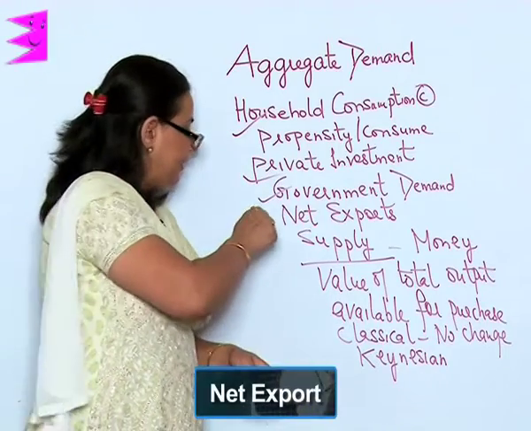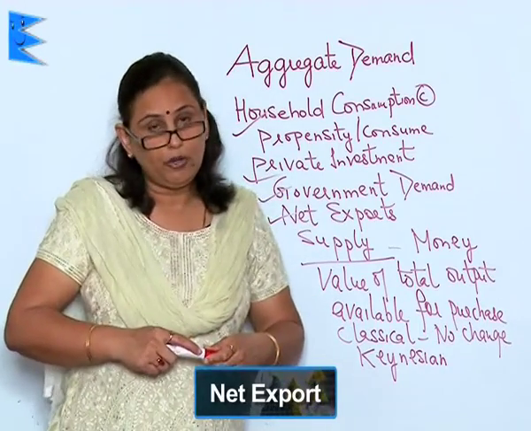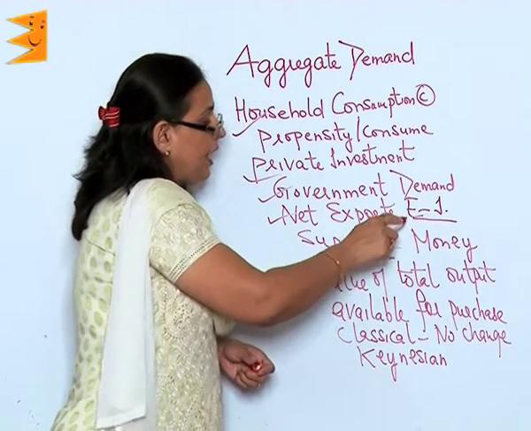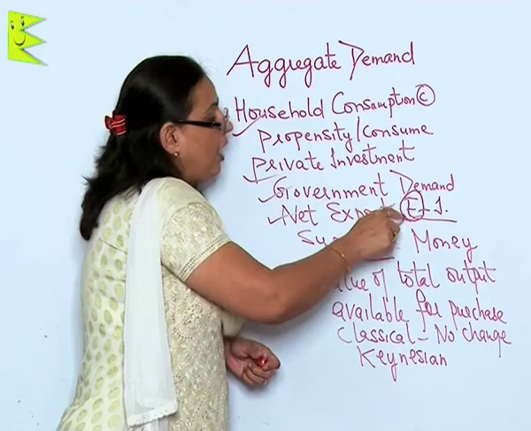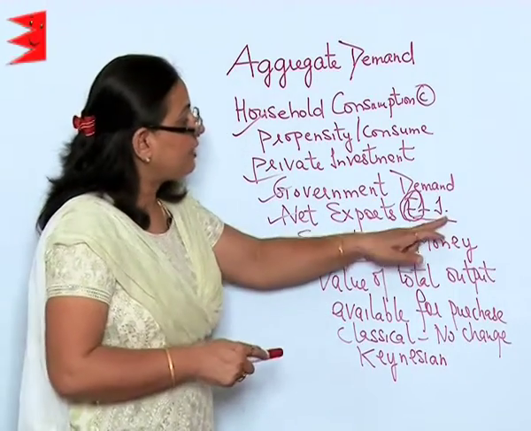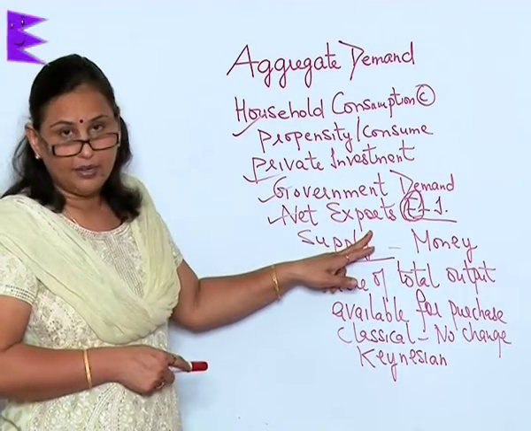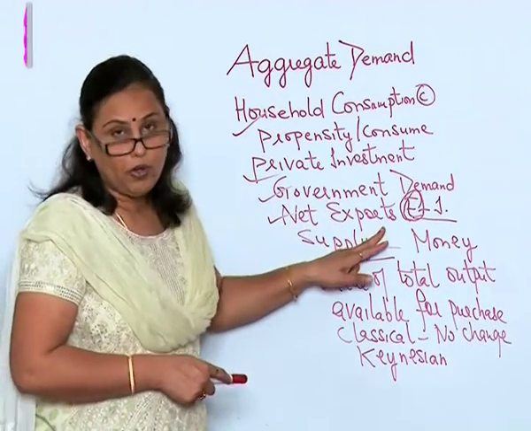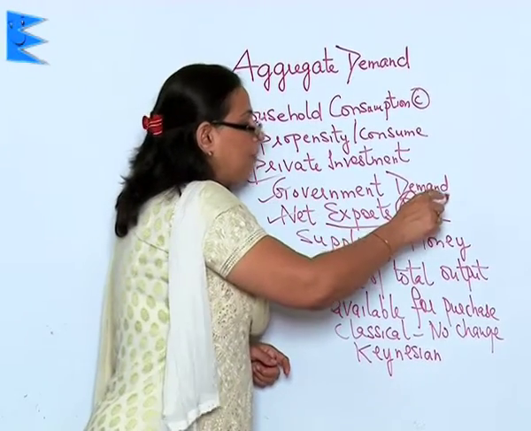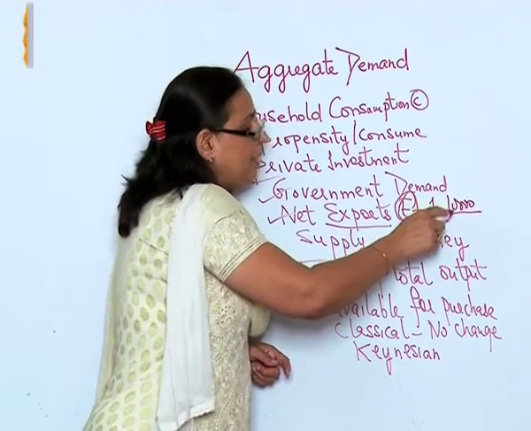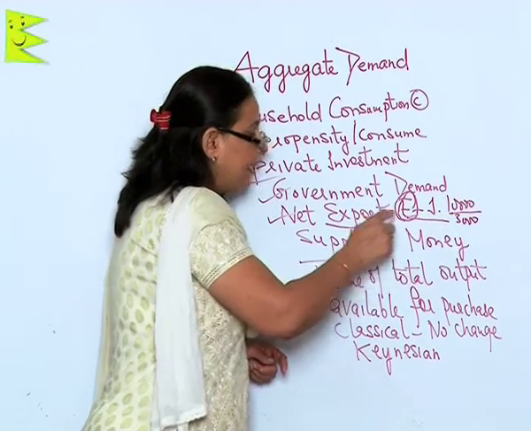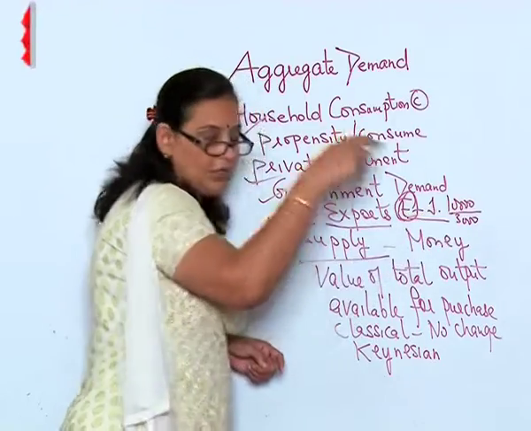And then there is the net export. Net export means export minus import. That is to say, how much we have exported, how much is the requirement of other countries towards our goods, minus what we have taken from other countries, is the net export of a country. So, it is not that I have exported, say, 1000 tons of something, but I have also imported, say, 300 tons. So, my net export will be 700 tons.